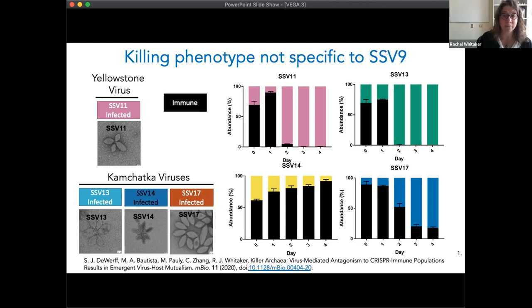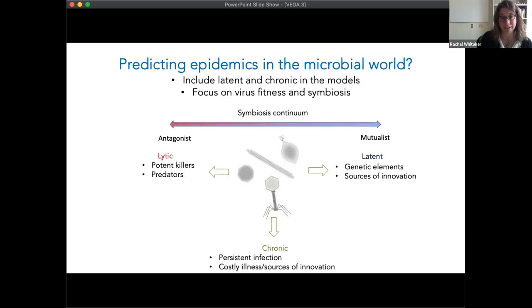But many different viruses encode this killing phenotype. The chronic viruses encode this killing phenotype, which is going to skew the immune population by killing uninfected cells. So where this leads us, in putting these pieces together, is that where we thought we could maybe predict epidemics in the microbial world using CRISPRs, of course we can't. And instead we need to take into account the latent and chronic viruses that are present in the same populations, coexisting with CRISPR immunity and lytic viruses.